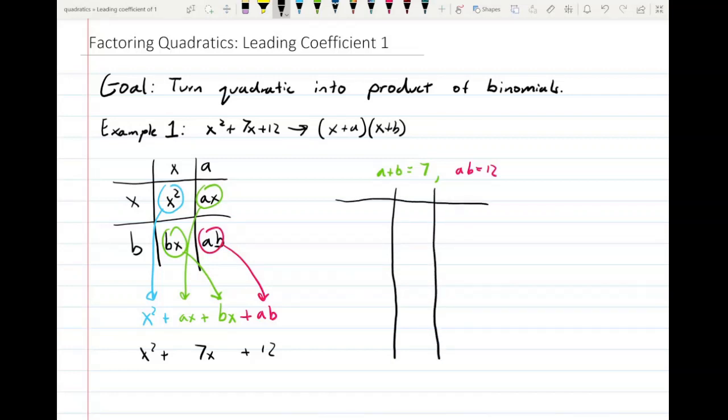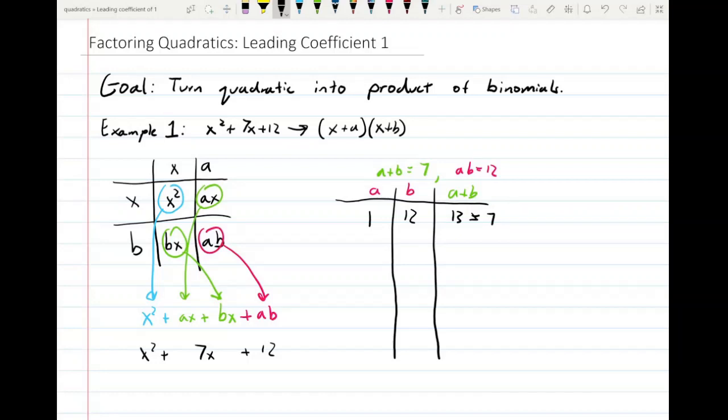So I will draw a plus b here, a and b here, and we'll start sort of at the extreme end, where a is 1 and b is 12, because those are the most natural things that multiply to 12. So we've got a as 1, b is 12, and in that case a plus b is 13, which is not equal to 7. All right, what else?